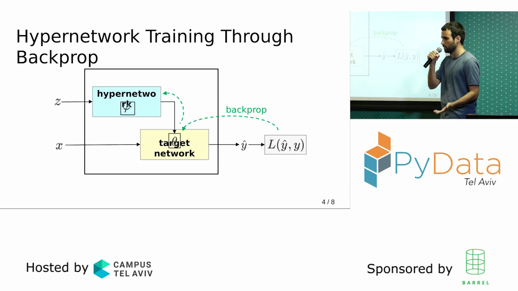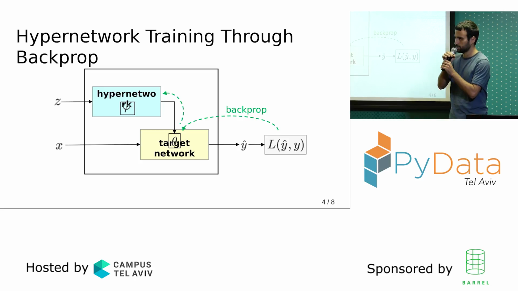Our target network needs to solve some task, for example, classification, and it comes with a given loss function. Whereas in standard training of a network, we just backpropagate using this loss function and update the weights of our network, in our case, we continue the backpropagation and update the weights of the hypernetwork instead of the target network. And that's how we get a trained hypernetwork.